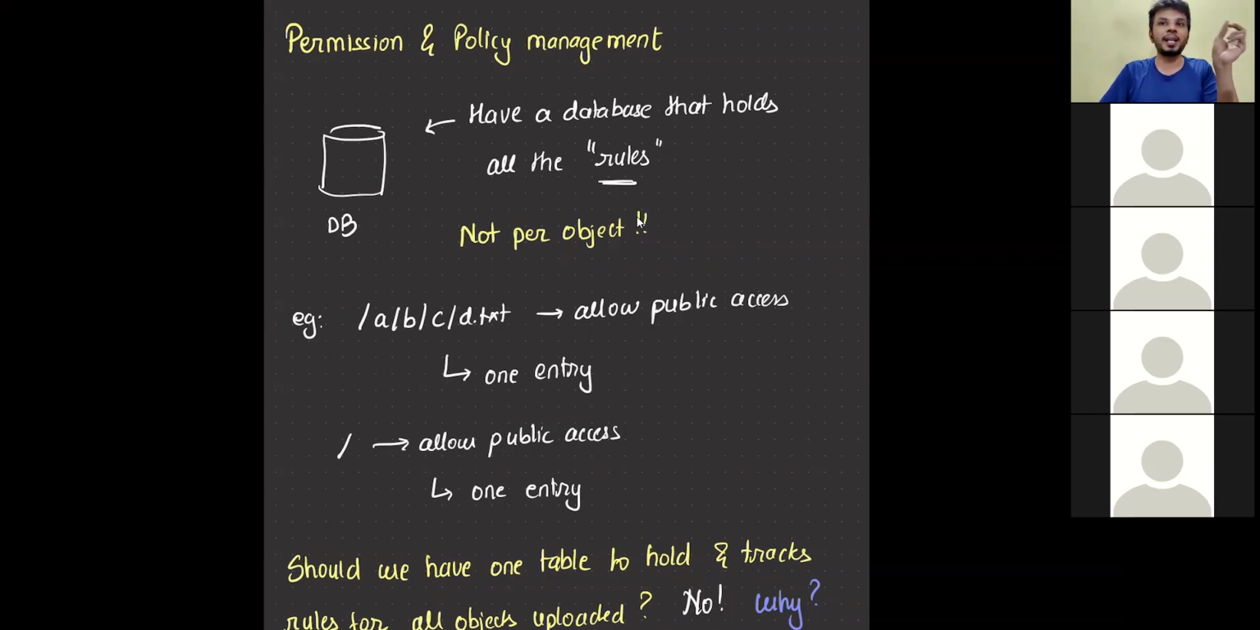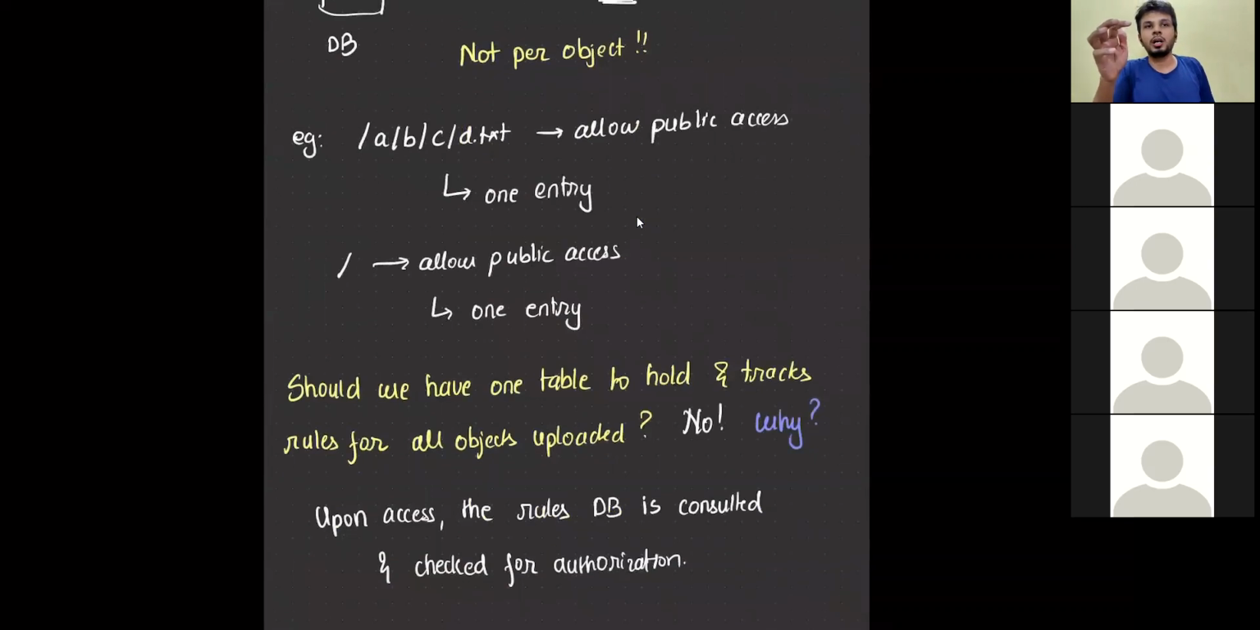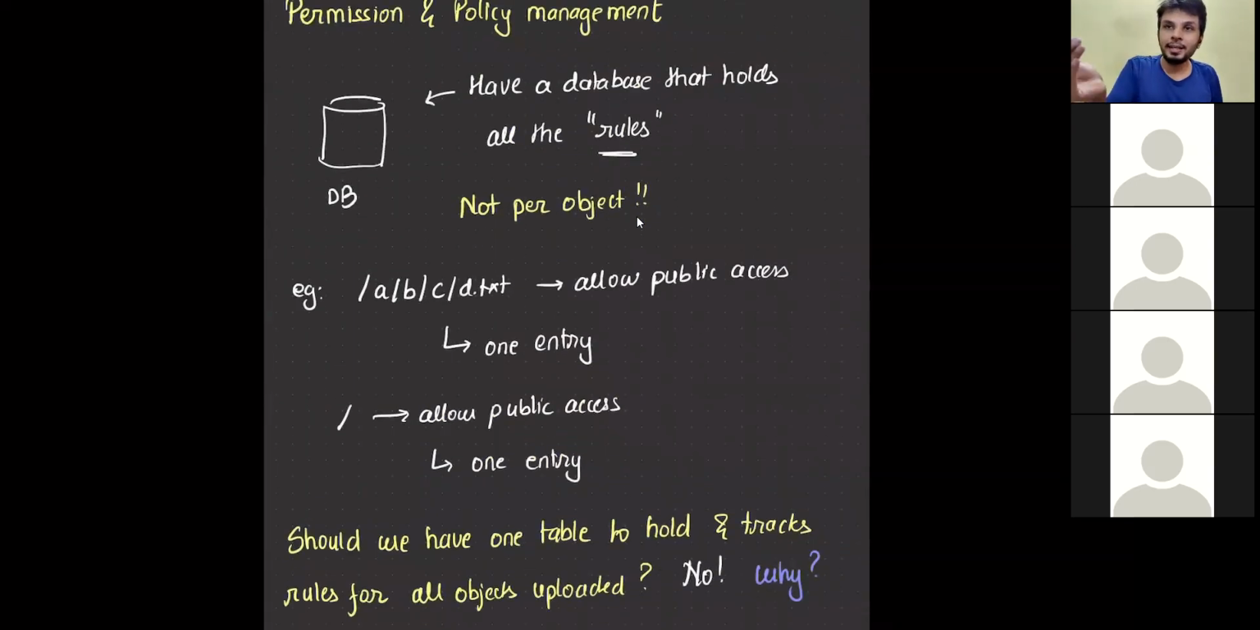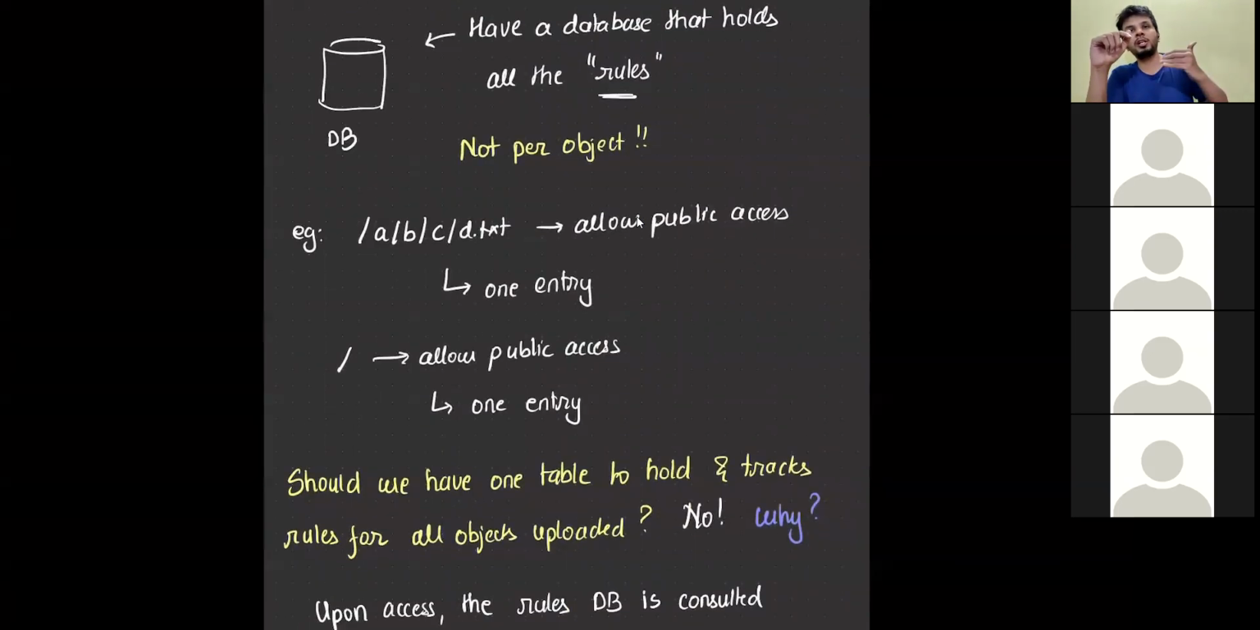We discussed the metadata database that we need. There have to be rules configured on the database for each file. The way you would design it is to not have rules per object. By default, all the objects of my bucket are, let's say, private, and I just want to make /a/b/c/d public.